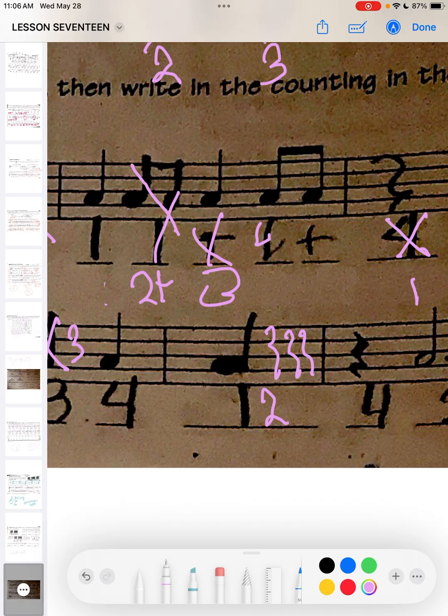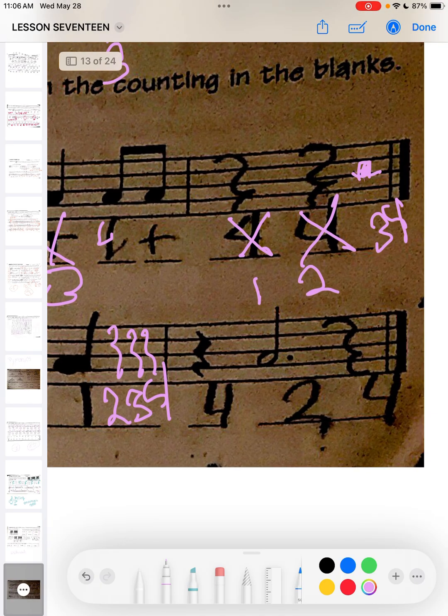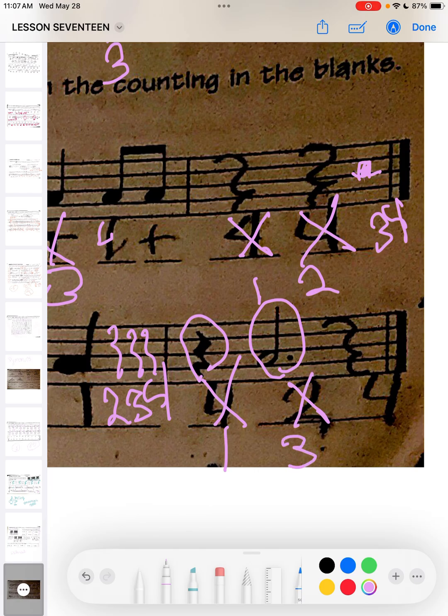So 2, 3, and 4. You forgot a rest. Oh, not in a million years. That is 1 count. 7th grader. This is 3 counts. So that's 1 and that's 3. And this is my own. 2, 3, 4. You didn't need this.